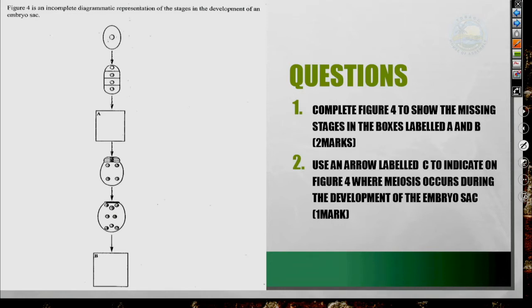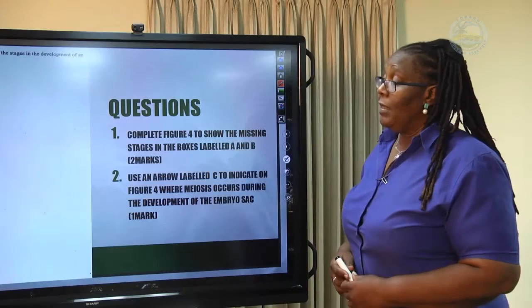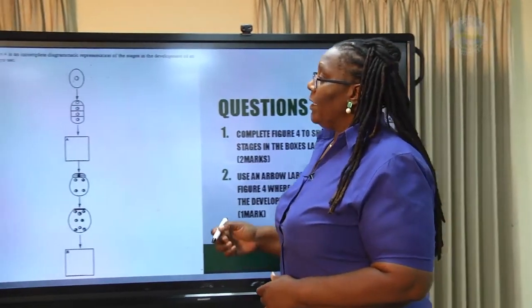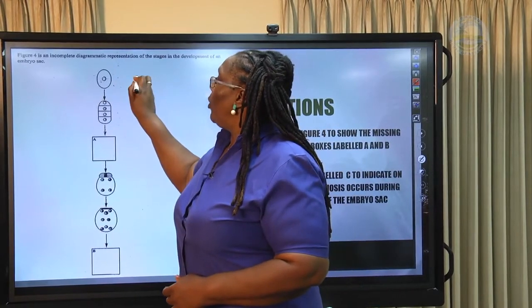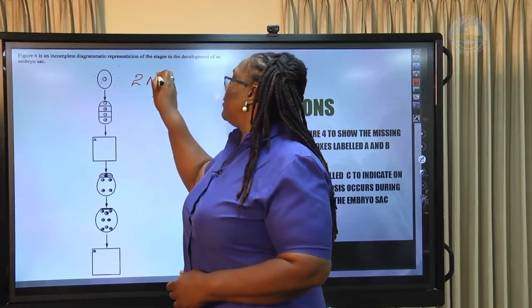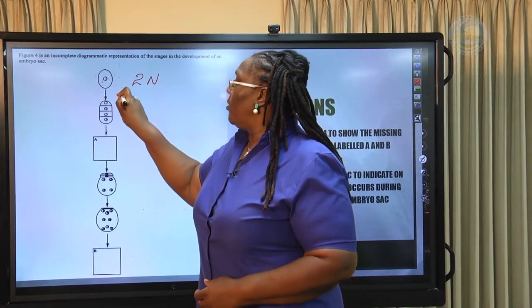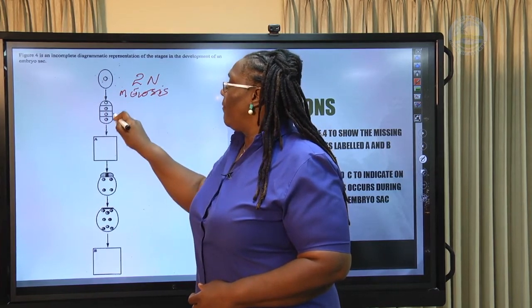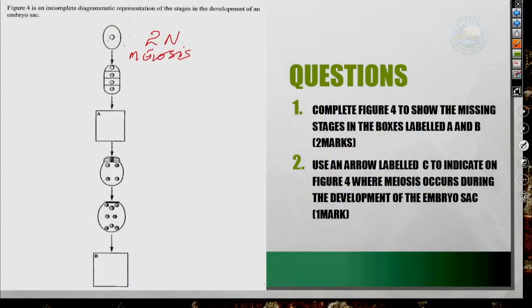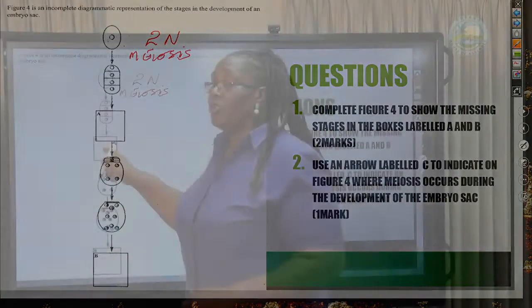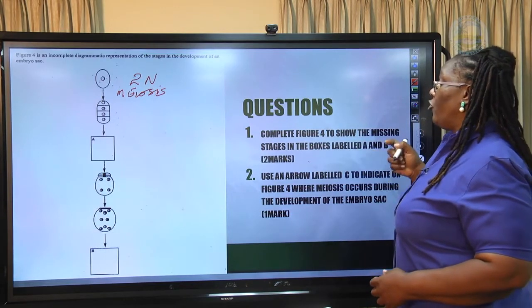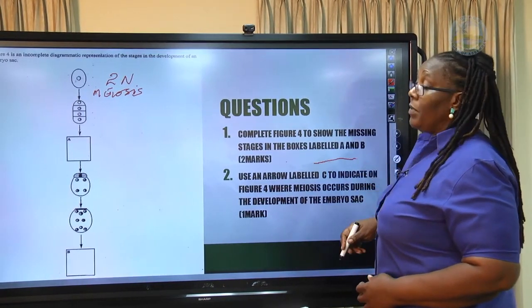It was literally asking you to go through the stages of the formation of the female gamete, the formation of the embryo sac. If you remembered that we started off with a cell that was diploid or 2N, and it would have gone through the process of meiosis, and you would have formed 4 cells, and only one of these cells would develop. So they're asking you, what should you draw in this box? Because the question is asking you to draw in the stages in A and B.